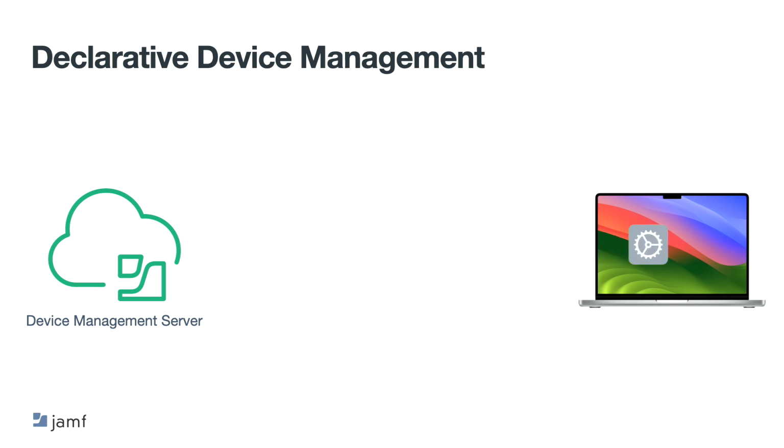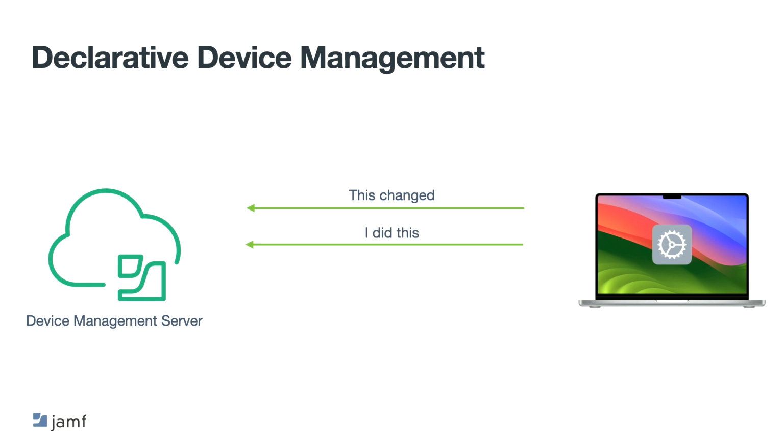Declarative device management takes the load and responsibility away from the server and reduces that constant network connection. So the server will send a configuration to the device that tells it things that it needs to implement, when it needs to implement them, and information it wants to receive back. So the device will send information back saying, this changed, or I did this, or I did this because this happened.